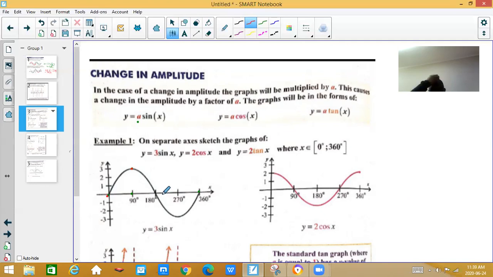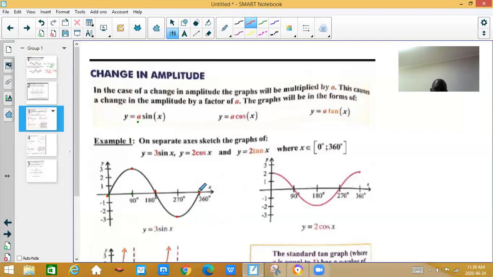Now you go on to sine 180. Sine 180 is 0. 0 times 3, it maintains 0. You go on to 270. You are saying sine 270. Sine 270 is negative 1. Negative 1 times 3 will give us a negative 3 there. Now you go on to 360. Sine 360 is 0. 0 times 3 will give you a 0.